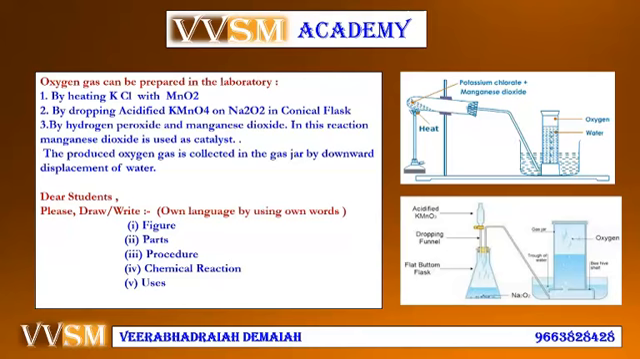And another method is by dropping acidified potassium permanganate on sodium peroxide in a conical flask. If you see the figure, you will understand; the two important figures are there. My dear friends, by hydrogen peroxide and manganese dioxide, in this reaction, manganese dioxide is used as a catalyst. The produced oxygen gas is collected in the gas jar by downward displacement of water.